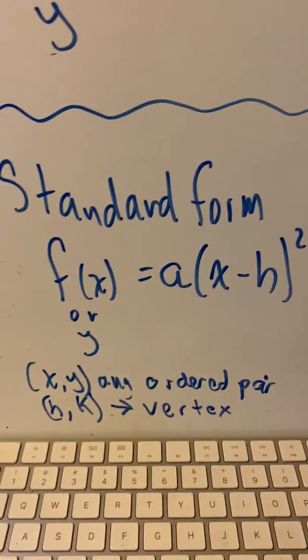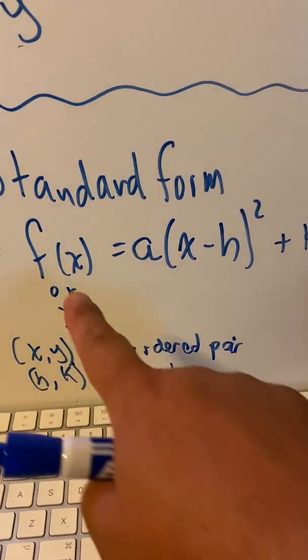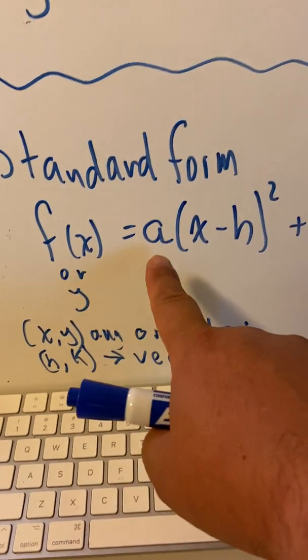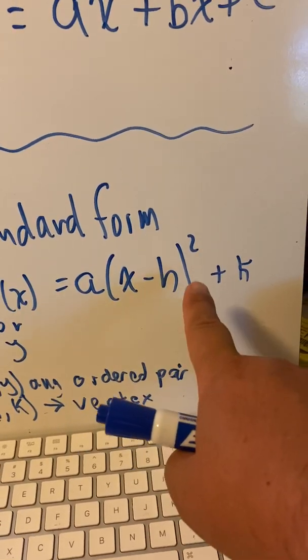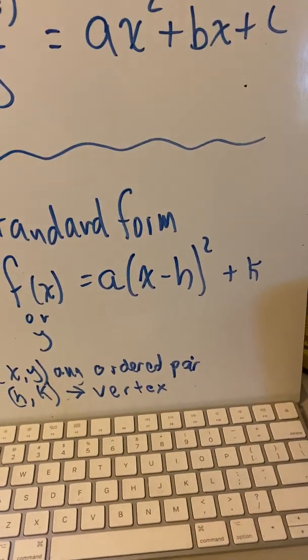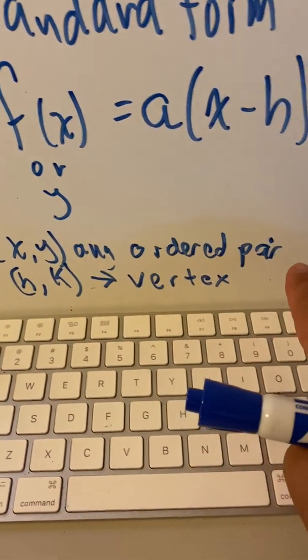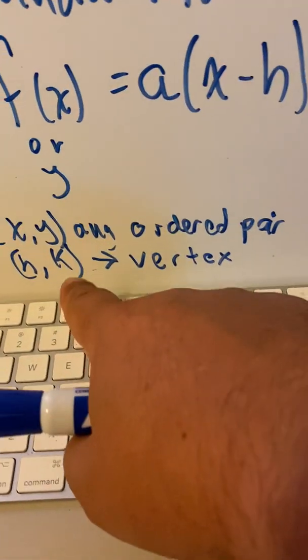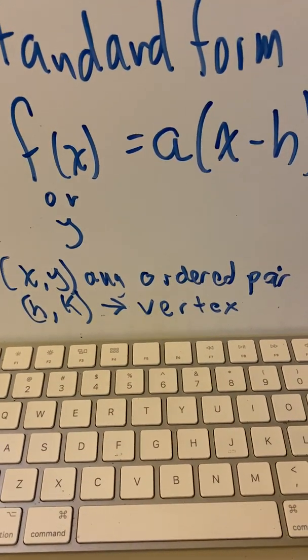But there's also the vertex form. The form for the quadratic function would be f of x or y is equal to a times the quantity of x minus h squared plus k. What are h and k? X and y are any ordered pair from your graph, and h and k are just the ordered pair from the vertex. Okay, that's all it is.